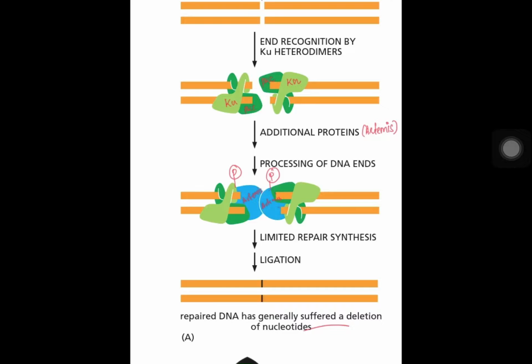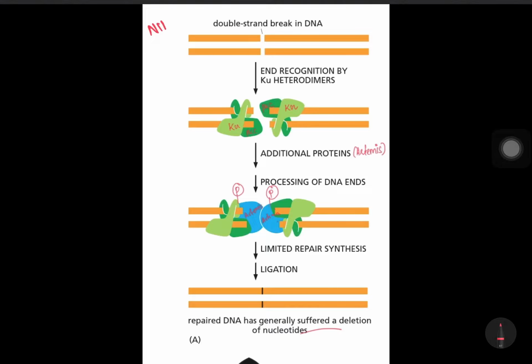So first, this is our non-homologous end joining method. This is the double stranded break in DNA. Always during a DNA repair mechanism there will be one protein that will come into action. We have already discussed in mismatch repair it is MutS protein. Similarly here it is Ku protein. The name of the protein is Ku protein.